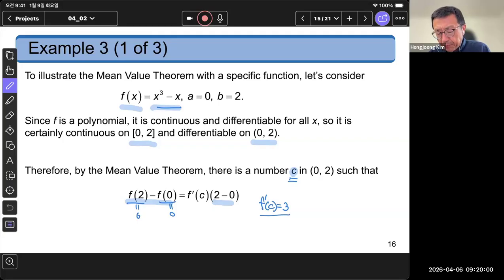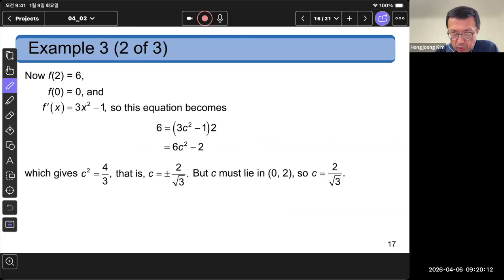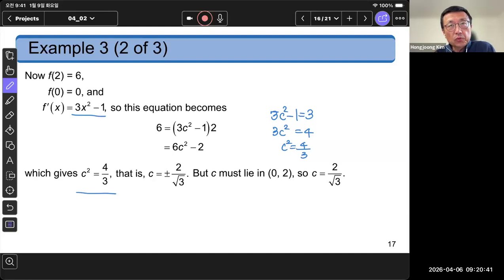So f prime of c will be 3. Now, what is f prime? f prime is 3x squared minus 1. So 3x squared minus 1 must be 3 at c. So 3c squared minus 1 should be 3. In other words, 3c squared is 4 and c squared is 4/3. So c will be plus or minus 2 over the square root of 3.